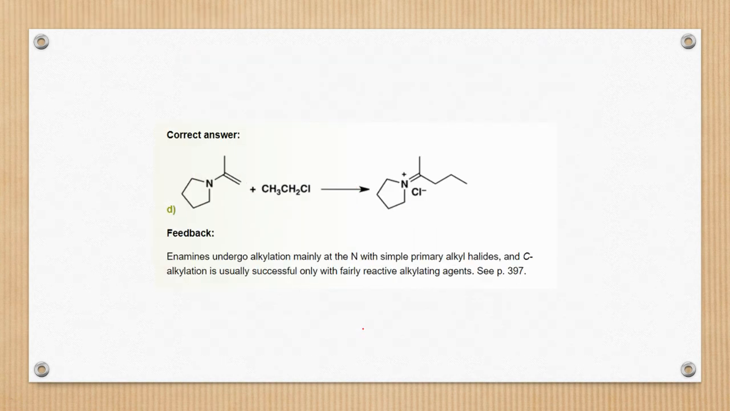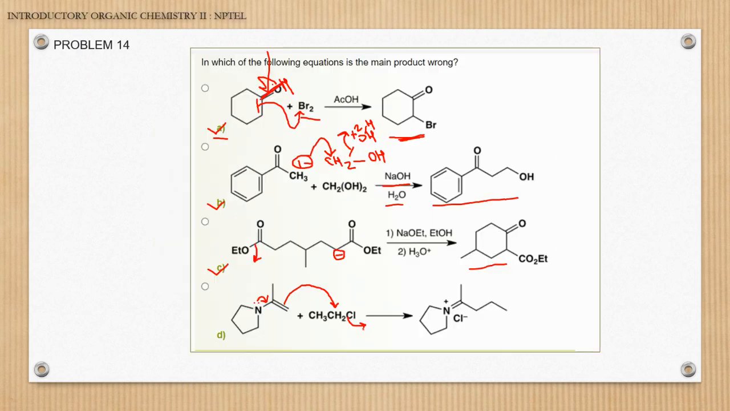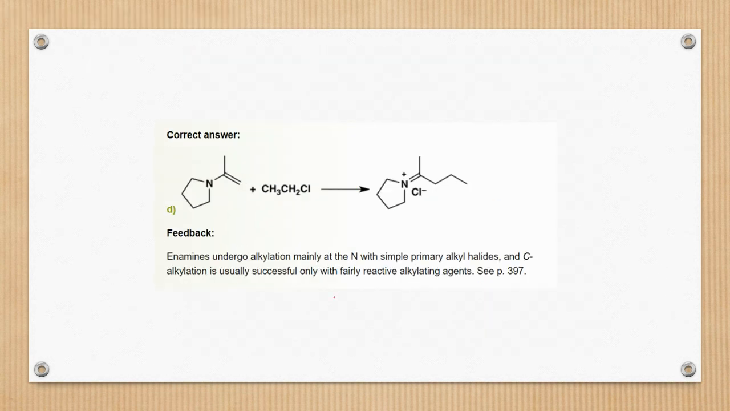Why is it not possible, guys? Because enamines undergo alkylation mainly at the N position, because this N position of enamines is highly reactive. So if alkylation has to be done, then it will directly go like this with primary alkyl halides. Okay, with primary alkyl halides, it will go directly on this. For C-alkylation, you have to get very reactive alkylating agents rather than the allyl halide. You cannot simply alkylate enamines with simple primary alkyl halides.